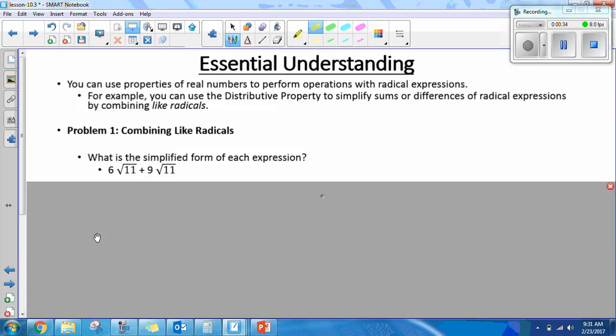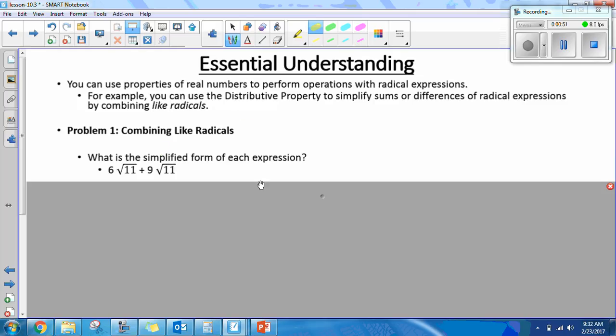You can use properties of real numbers to perform operations with radical expressions. For example, you can use the distributive property to simplify sums or differences of radical expressions by combining like radicals. Problem 1. Combining like radicals. What is the simplified form of each expression?